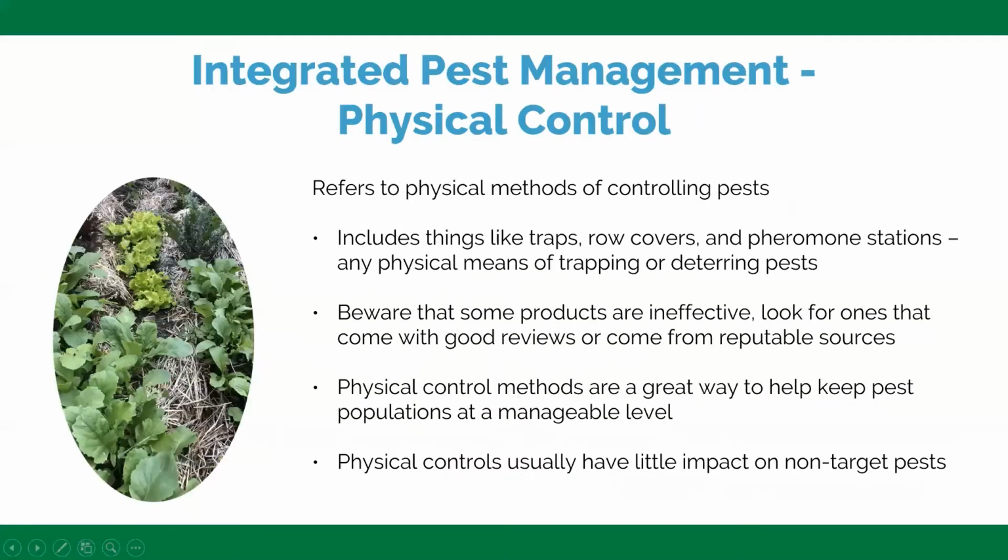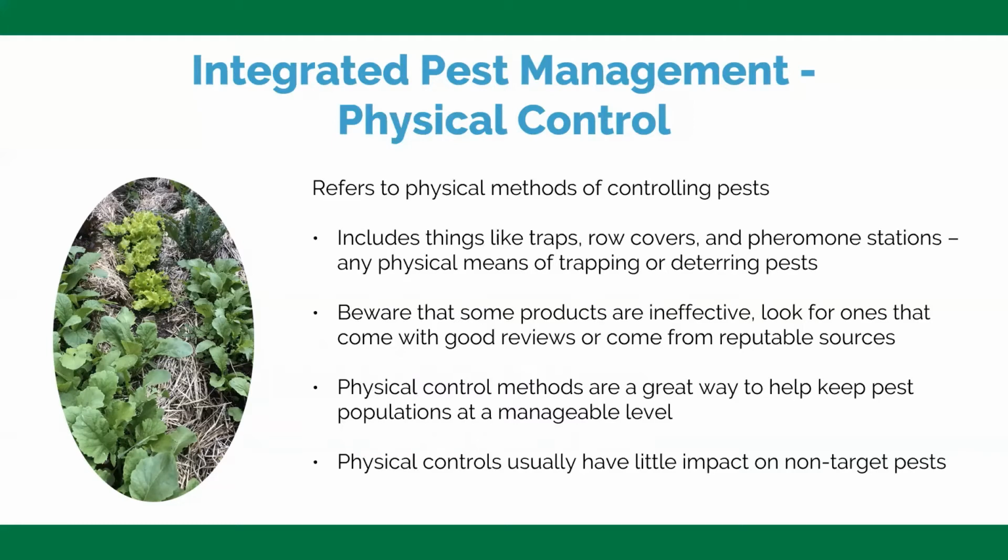So next up, we're talking about physical control. And this, like I mentioned in that video, is just the physical methods of controlling your pests. So things like traps or row covers or pheromone stations are any physical means of trapping or deterring pests. Some products are ineffective, so you want to make sure that you look for ones that come with good reviews or come from a really reputable source. But physical control methods are a really great way to help keep pest populations at a manageable level. So physical control usually has little impact on non-target pests.